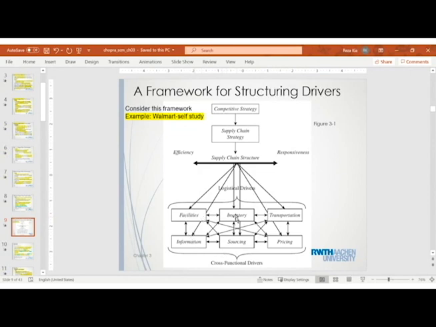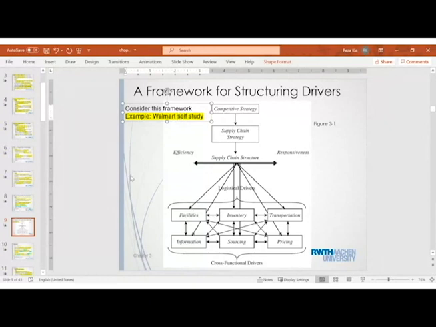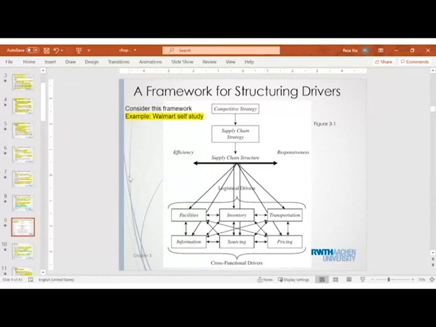So in total, we have 6 drivers. 3 of them are logistical drivers. 3 of them are cross-functional drivers. They should be coordinated. And there is one case study related to Walmart. I mean, that would be a kind of self-study that you will study later on. You can see how Walmart has been successfully managing and coordinating these drivers together to achieve responsiveness and efficiency simultaneously to fulfill the supply chain strategy.